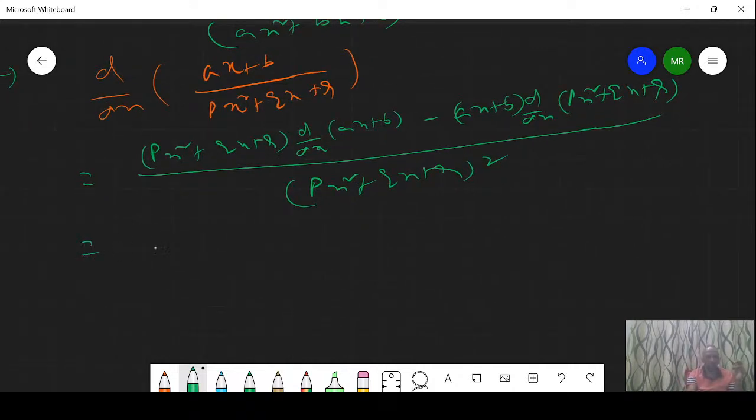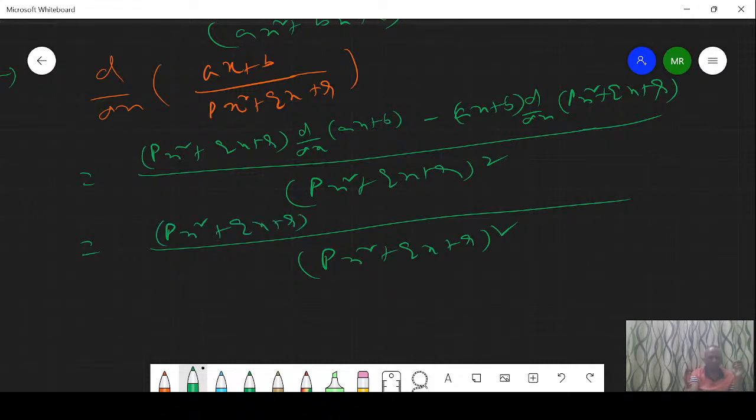Right. Now the denominator will be (px square plus qx plus r) whole square. No need to expand the denominator. Leave it like this only. We can write (px square plus qx plus r) into derivative of a into 1, constant 0. This will be a minus (ax plus b) into derivative of px square plus qx plus r, which is 2px plus q into 1, q constant 0. Because already you practiced this: qx, q into 1, or 0. X square is 2x, so 2px.